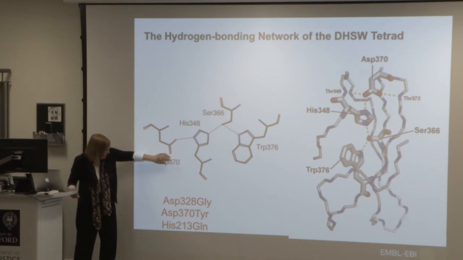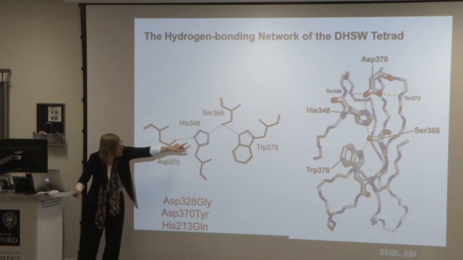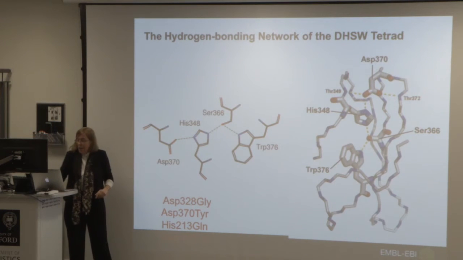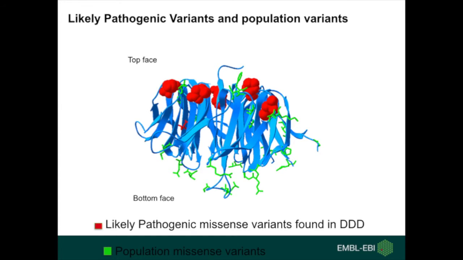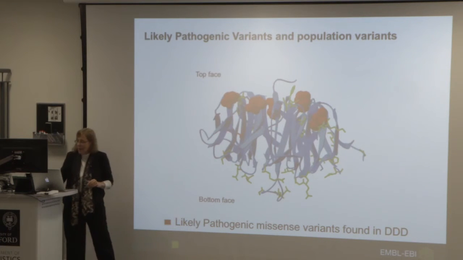And so we saw variants in the asp and in the histidine here. And when we look at them on the protein, we see that they're all at the top of the protein, which is actually a recognition site. This is where it recognizes another protein. And the natural variants are at the bottom. So it's segregated very, very nicely.